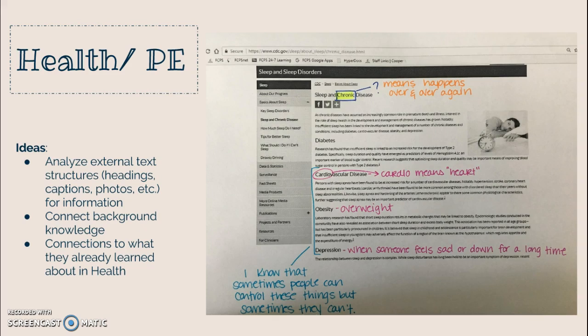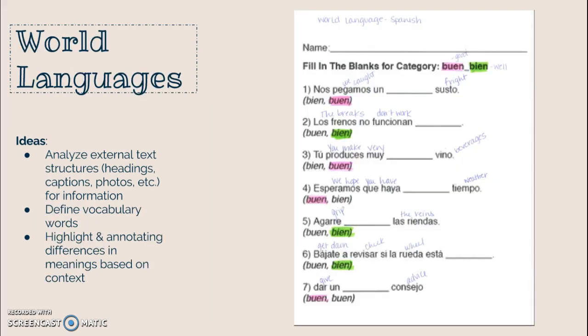For health, this is an article about sleep and chronic disease. Students can annotate the headings to define what they know about each of those topics. The word chronic could also be a word that is annotated and defined prior to reading. In Spanish, students could color code the differences between two similar words. The highlighters would help students differentiate between which word to use in a sentence. Also, students annotated the words of the sentence that they already knew.